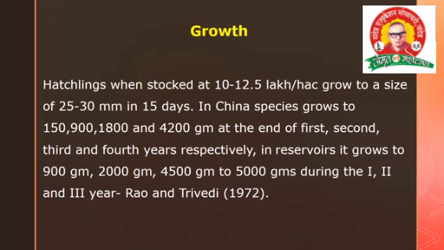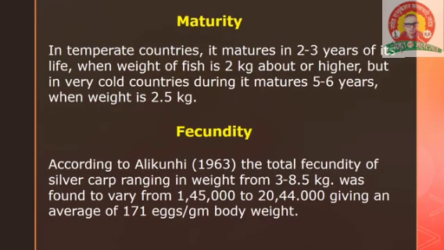This is the growth rate in a foreign country and in India, due to the temperature and the pituitary gland. Then about the maturity, I already told that in foreign countries the temperature is low, so they have more time for maturity, but in India the temperature is high, near about 42 to 44. At that time the maturity period is fast compared to foreign countries. In temperate countries it matures in 2 to 3 years when the weight of the fish is about 2 kg or higher, but in very cold countries it matures in 5 to 6 years or sometimes 5 to 7 years at a weight of 2.5 kg. This is the difference between foreign countries and our India.